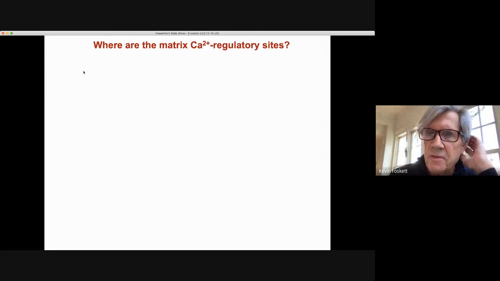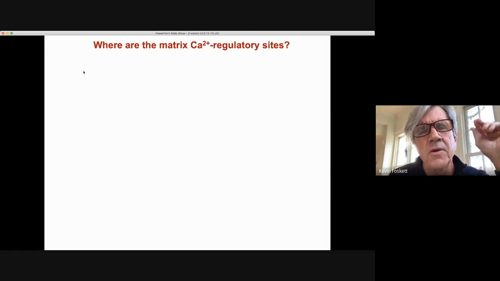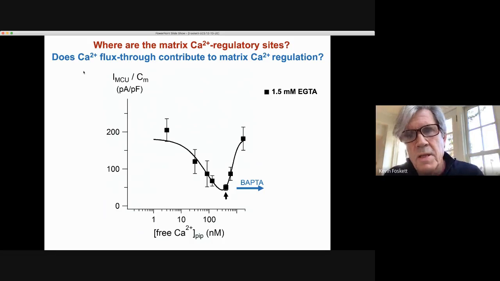So where are the matrix calcium regulatory sites? In many plasma membrane calcium ion channels, the channels are regulated in the nanodomain created by calcium flux through the channel itself. And one way to distinguish where the calcium is coming from is to use a very fast, high affinity buffer like BAPTA and compare the responses to a slower calcium buffer like EGTA. So everything that we've done so far has been in EGTA, and so we switched to BAPTA to ask, does the calcium that's regulating the channel actually come from the calcium that's permeating through the channel itself?